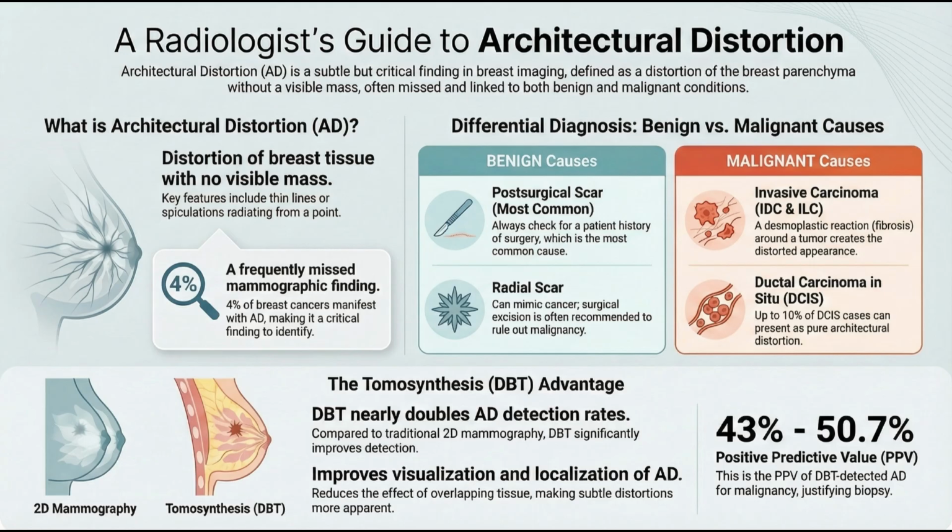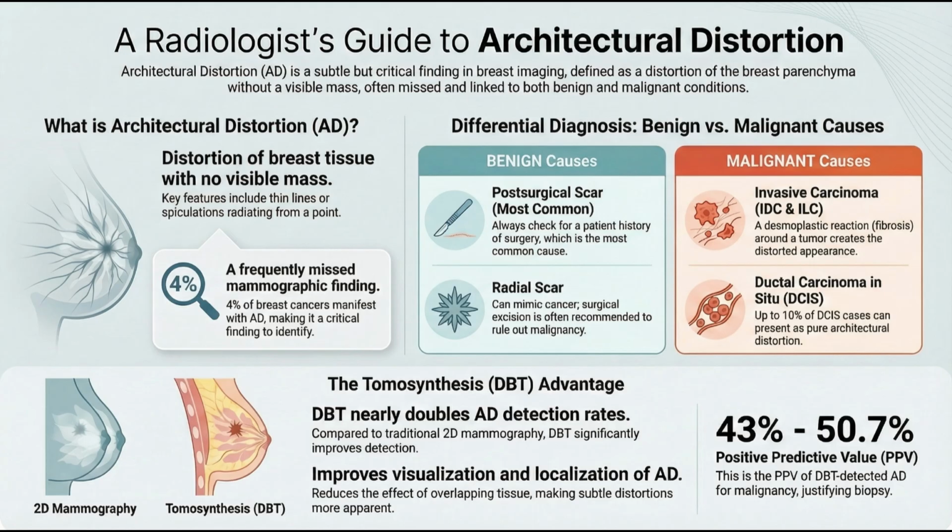Right. It helps identify the presence of the distortion, but it often can't determine its pathological nature, which means you still need a biopsy. Okay, we've established AD is suspicious unless there's a clear surgical history. Let's get into the why, the mechanism. Why do malignant lesions, in particular, cause this specific star-like pattern?